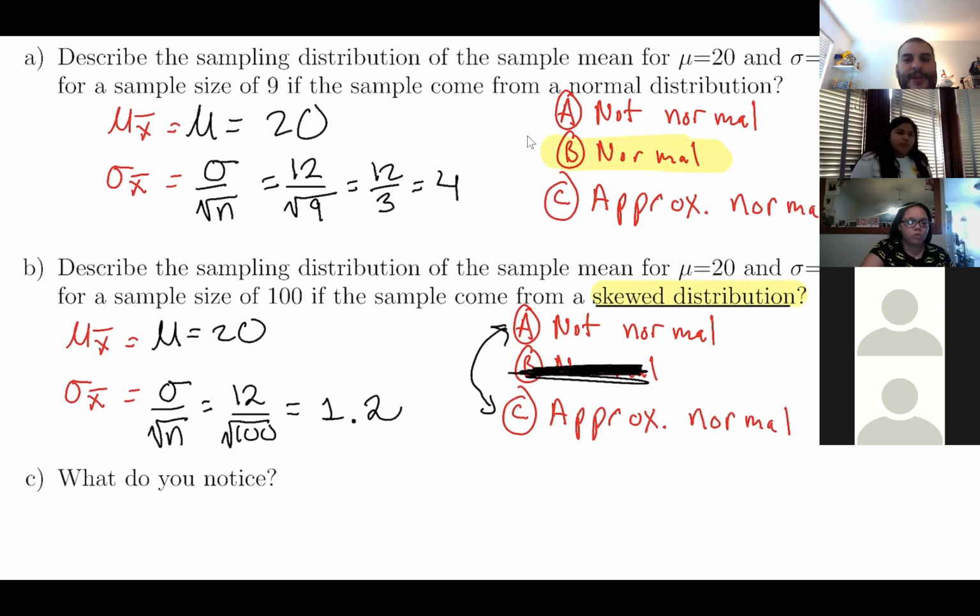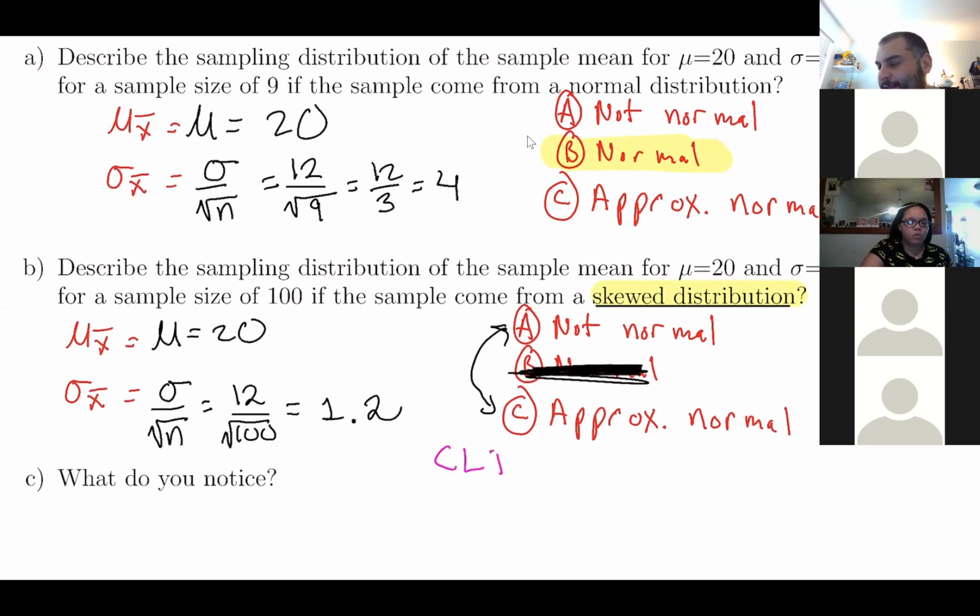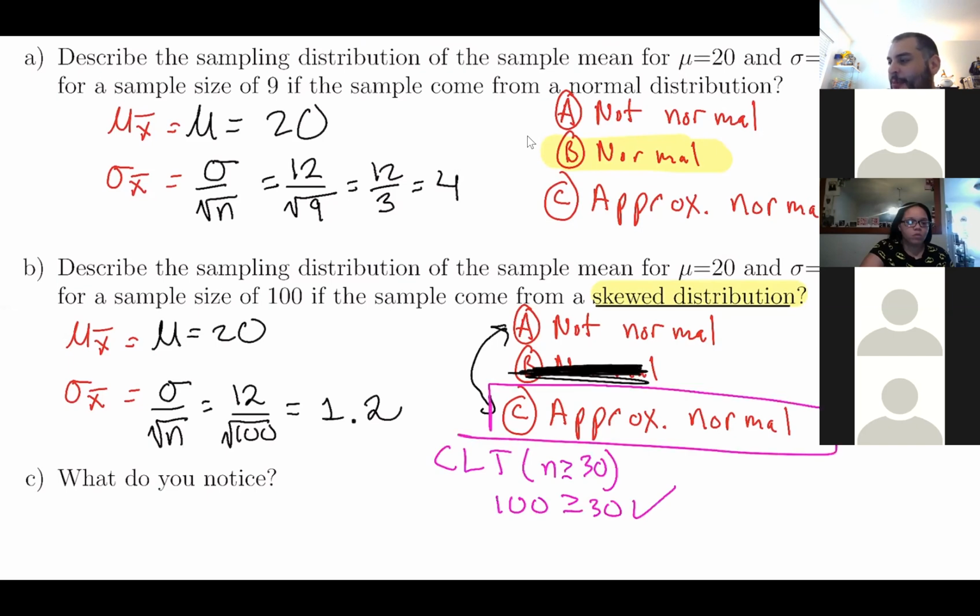To see if it's approximately normal, we have to apply the central limit theorem. To apply the central limit theorem, we have to check the condition that n has to be greater than or equal to 30. So for this one, what was my n? What was my sample size? 100. So is 100 bigger than or equal to 30? Yes. So since 100 is bigger than or equal to 30, we're going to say this is approximately normal.